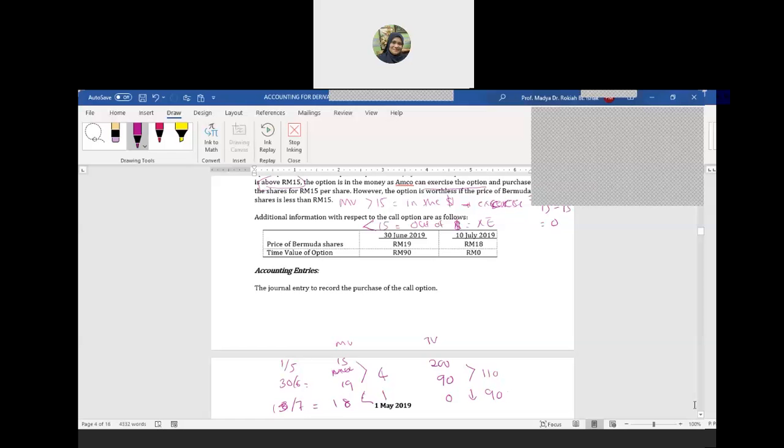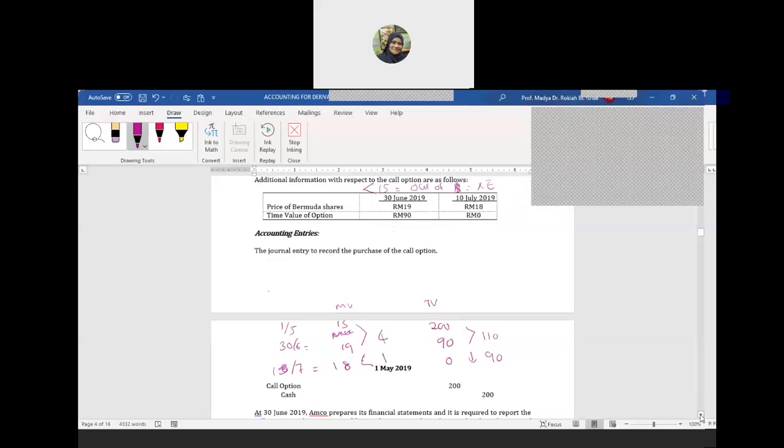Now we're going to prepare the journal entries. The first one is to record the purchase of the option. You just debit the call options and credit the cash. Remember that at this date, all the value of the options is time value because the intrinsic value is 0. So all the amount of the premium is regarded as time value. So debit the call options and credit cash.